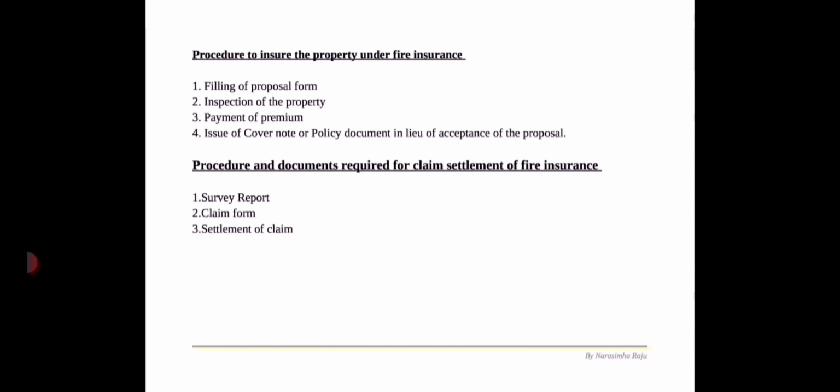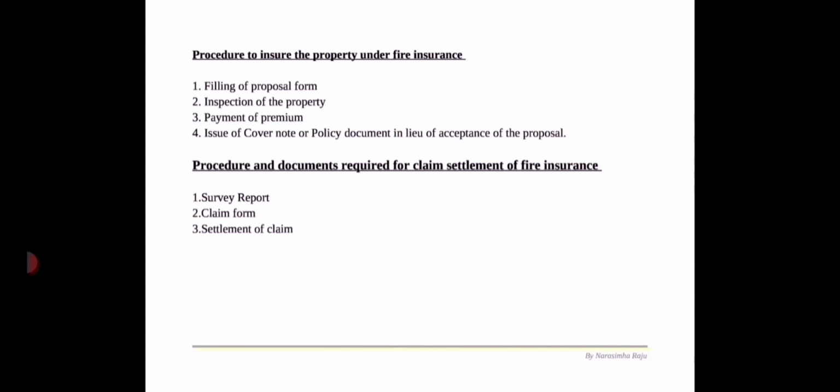And the last step to insure the property is issue of cover note or policy document. On receipt of the completed proposal form and inspection report, the cover note is issued pending preparation of the policy document. That means the cover note is an unstamped document issued to provide evidence of cover till the time the policy is issued. The cover note provides insurance against specified serious and immediate danger on the usual terms and conditions of the company policy.